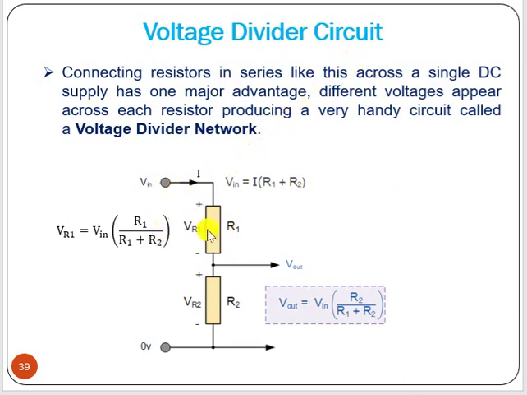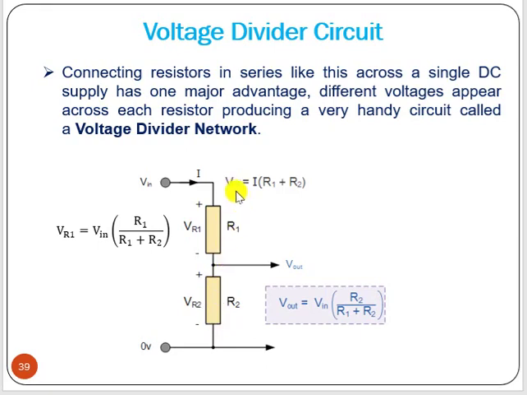Now voltage divider circuit. Suppose we have two resistors R1 and R2, and across them the voltage is V in. What will be the voltage across R2? That is a simple way to remember. V out, the voltage across R2, equals the total voltage multiplied by the same branch resistance, R2, divided by the total branch resistance, R1 plus R2.